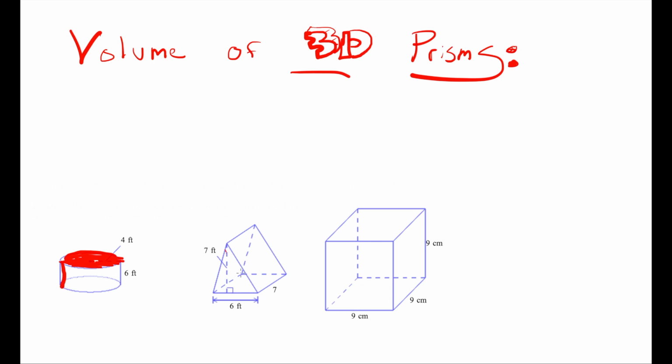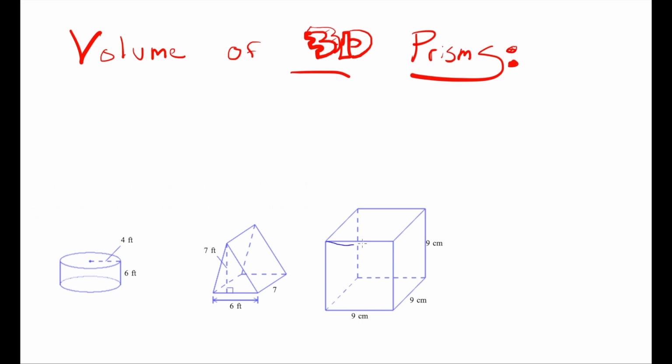Same thing here, we figure out the area of one of the end shapes, and then we multiply that by the height. You could also call that the depth. We find the area of the end shape, and we multiply that by the height, the other dimension. So let's go through that real quick. We'll go from easiest to most difficult. So let's start with this one.